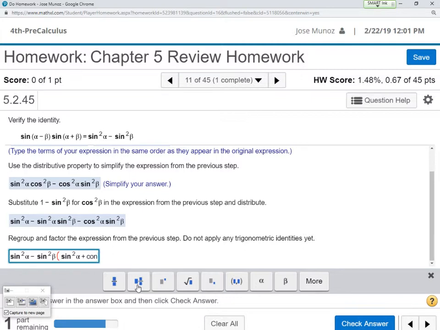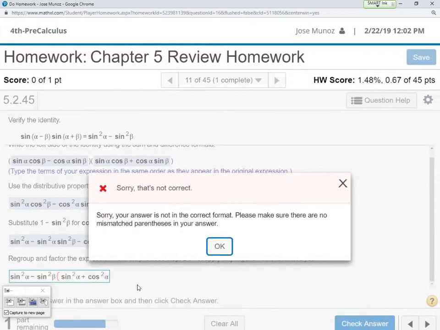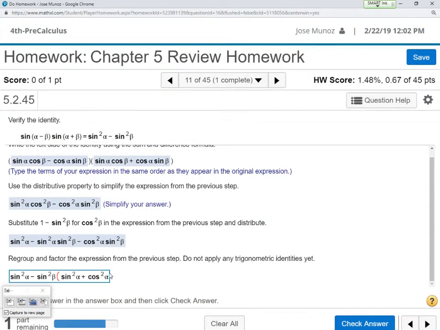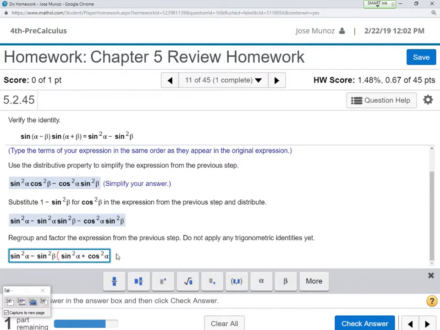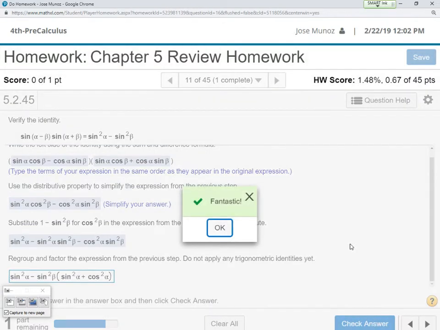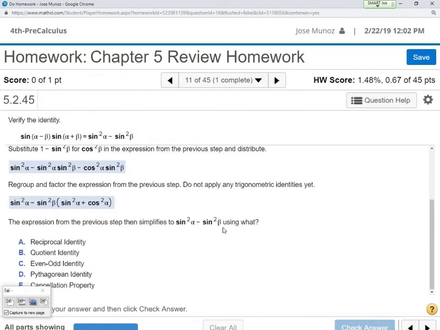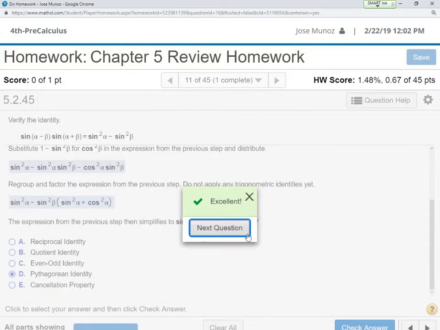Plus cosine square, shoot, forgot my parenthesis. Is that correct? There it is. Okay. And then at this point, we know that this is equal to 1 because of the Pythagorean identity. Because of the Pythagorean identity. And then we're done.